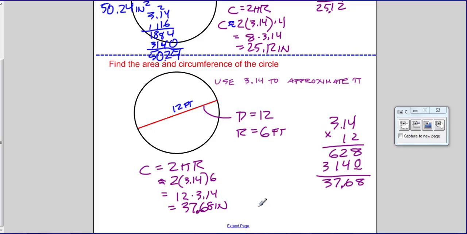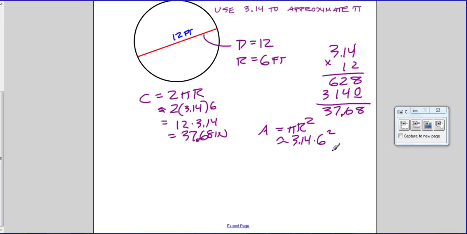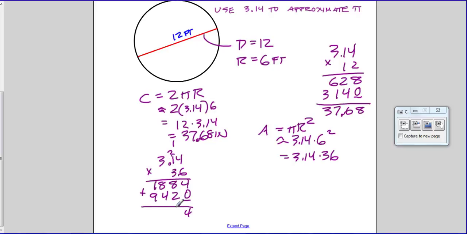Okay, then the area is pi r squared, which is approximately 3.14 times 6 squared. Well, 6 squared is 6 times 6, which is 36. So this is 3.14 times 36. To finish out, I'm going to do the math here. 3.14 times 36. 6 times 4 is 24. Carry a 2. 1 times 6 is 6, plus 2 is 8. 3 times 6 is 18. Add a placeholder 0. 4 times 3 is 12. Carry a 1. 1 times 3 is 3, plus 1 is 4. 3 times 3 is 9. Add up the columns. 8 and 4 and 1 is 13. Carry a 1. 1, 1, 9 is 11.